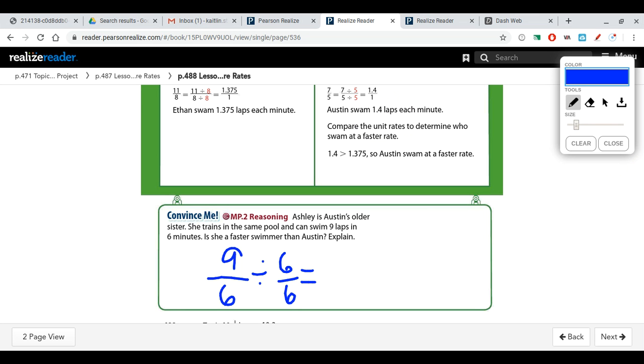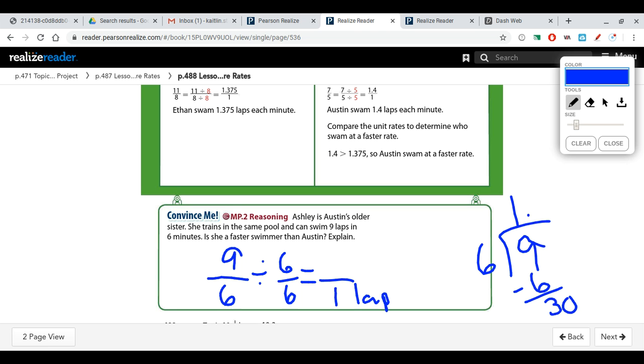9 divided by 6: 6 divided by 6 is going to be 1 minute. Then I'm going to do my work off to the side. 6 goes into 9 one time. I'm going to put my decimal because I know there's going to be a remainder. 6 goes into 9 once. That's 6. Subtract. I have 3 left over. I already put my decimal, so I can add a 0. 6 goes into 30 5 times. So it's 1.5 laps per minute.